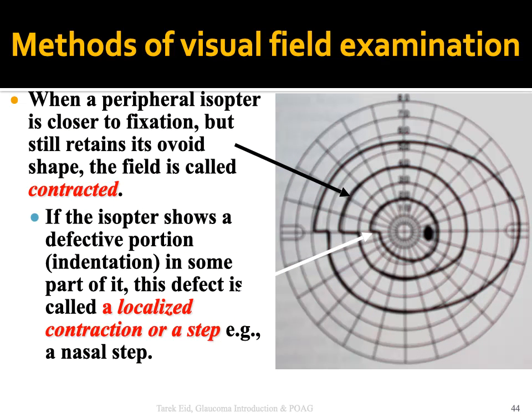When the peripheral isopter is closer to fixation, when the boundaries come close to fixation, we say that the field is contracted or narrowed. And if this is diffuse, it is a generalized contraction of the field. But if it is localized in only one area, we consider it as a localized contraction or a step, like what we call the nasal step in glaucoma.